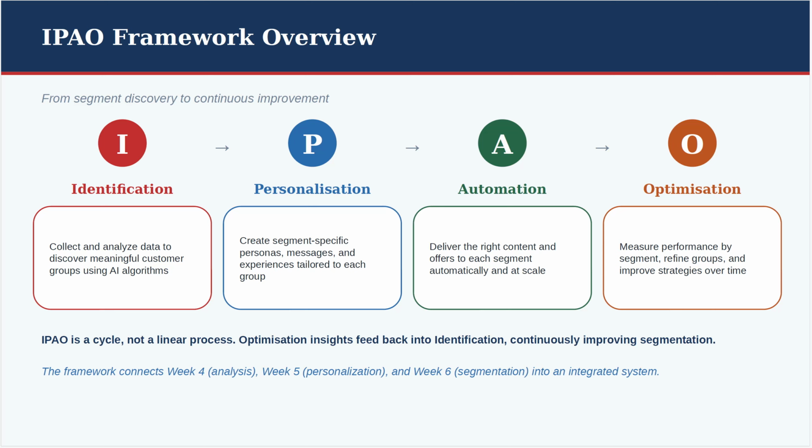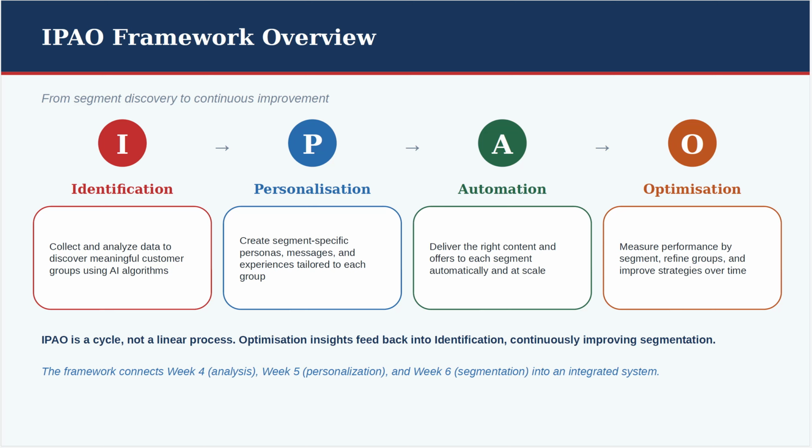And the optimization questions are: what metrics show success by segment? What experiments should we run? Are segments still valid? Do you want to resegment? What is the return on investment of your segmentation, and all these things? So IPAO is not just a linear process, it is a continuous feedback loop. Optimization insights feed back into identification and it's continuous improvement.